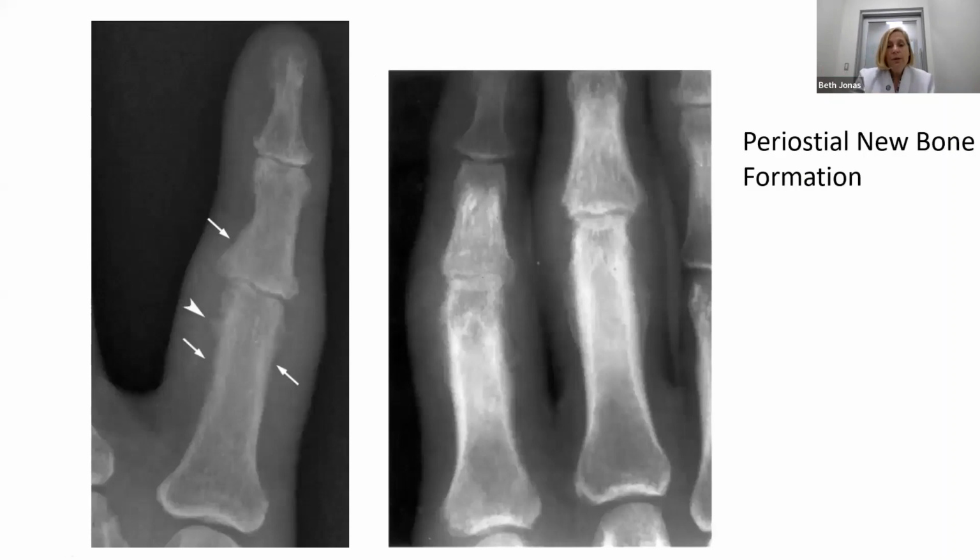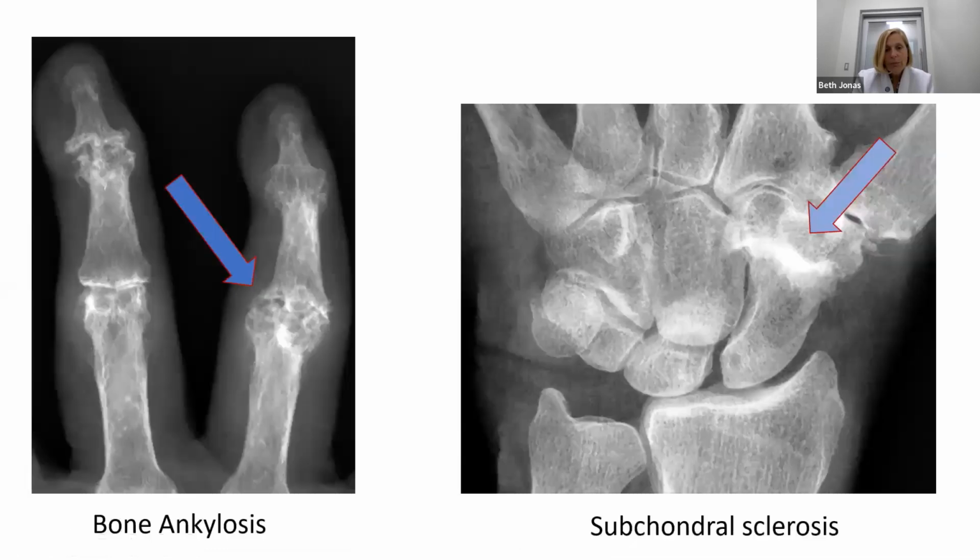So here are some examples of periosteal new bone formation. You can see that here, here, here, and here. And this is a patient with a spondyloarthropathy. You can see periosteal new bone formation here. This is a patient who has bony ankylosis. So there's complete loss of cartilage, and now that joint is essentially fixed because the bones have bridged.